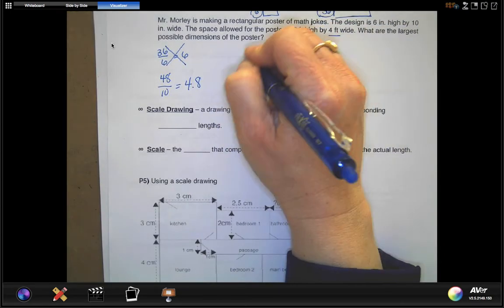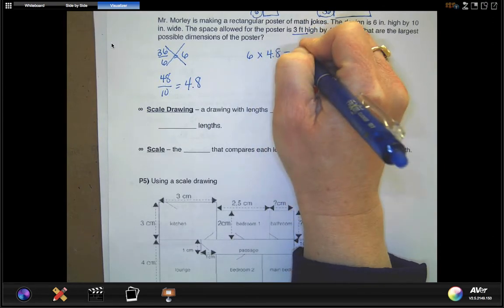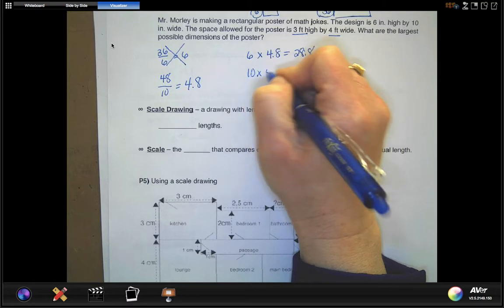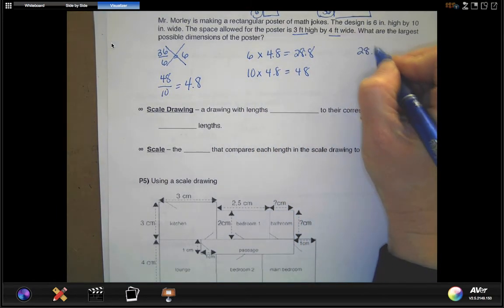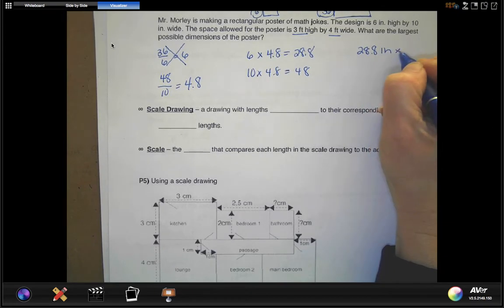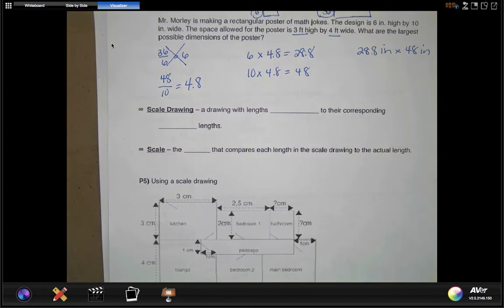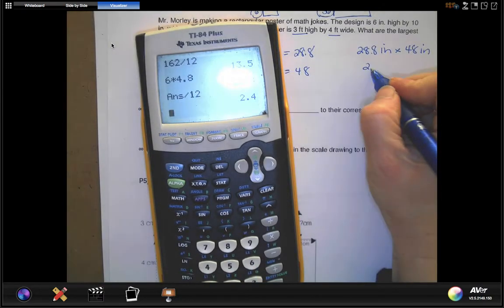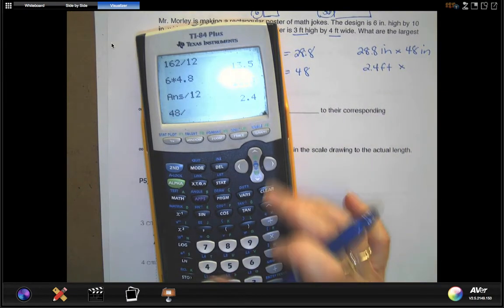So again, I've got that 6 times that 4.8, which gives me the 28.8. I've got the 10 times the 4.8, which gives me the 48. So it could be 28.8 inches by 48 inches. If I divide that by 12, I'd have 2.4 feet by 4 feet.